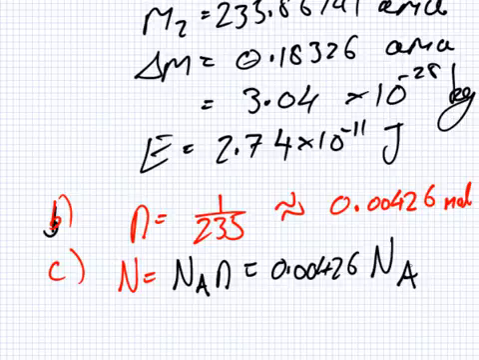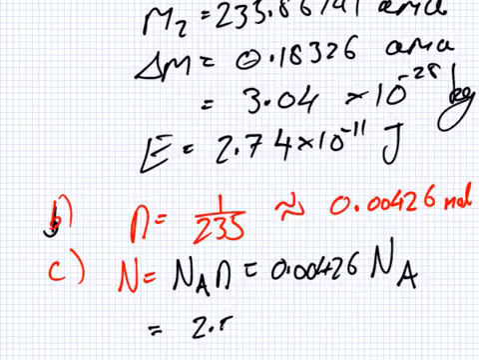Good. So, no, plus 23, not minus. That'd be a big problem. So I get here 2.56 times 10 to the 21 atoms or nuclei.